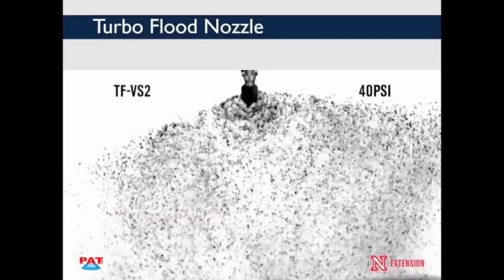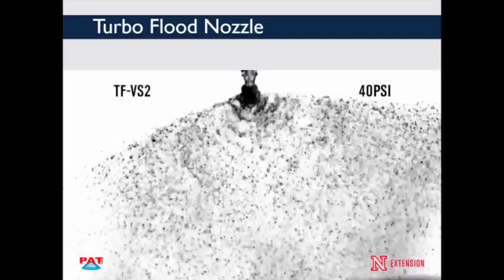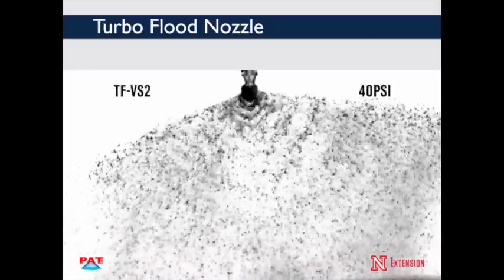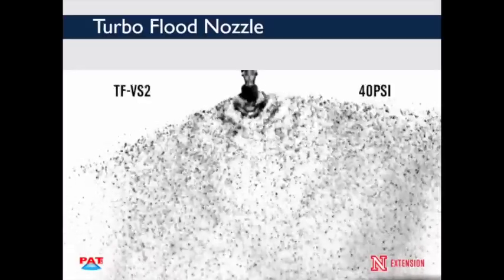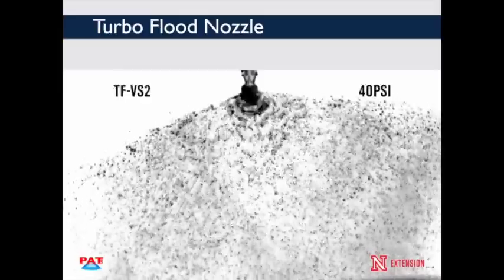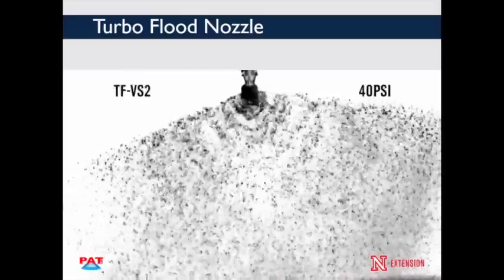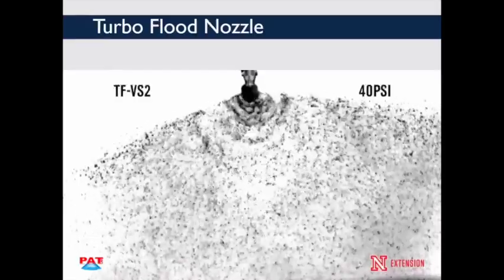Here we see the turbo flood nozzle in action. There are two big differences between this and the original flooding nozzle we saw earlier. First, there are no longer any heavy bands of spray at the edges of the pattern. Second, the amount of small droplets being formed is greatly reduced, as there are hardly any gray cloudy areas.